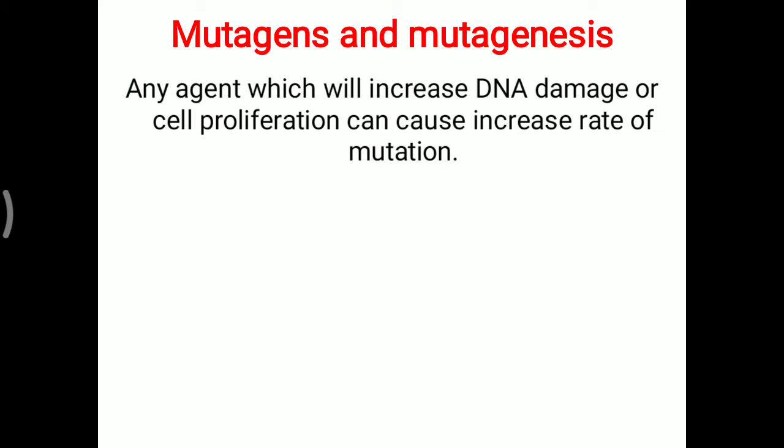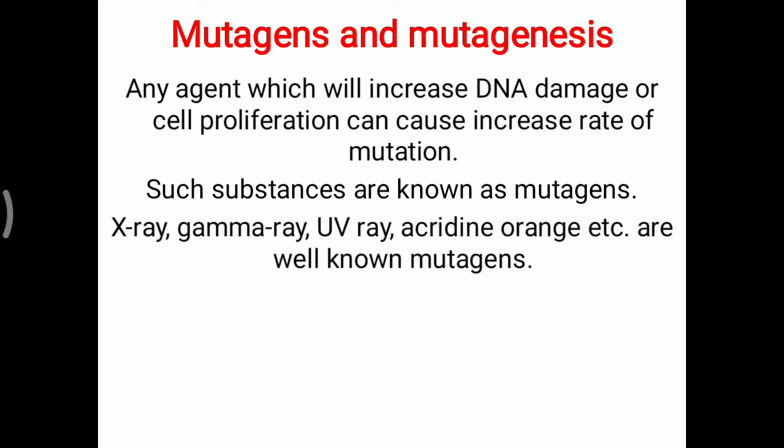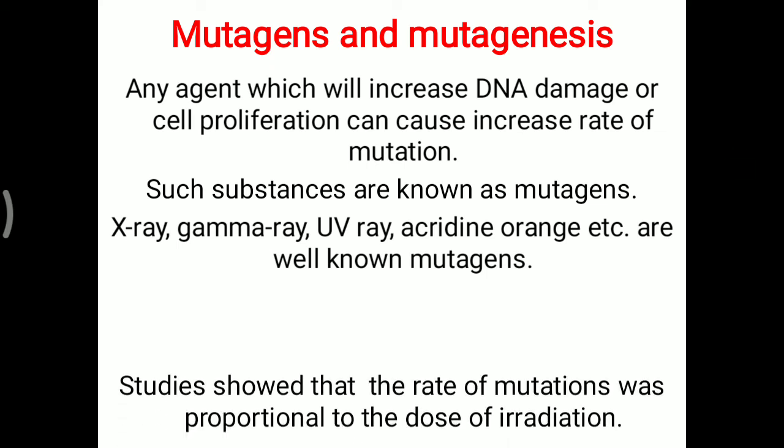There is a normal half-life of any particular cell. So if the rate of cell division increases, then definitely the chances of mutation will further increase. Such substances are known as mutagens, which indirectly lead to DNA damage or cell proliferation. Mostly X-rays, gamma rays, UV rays, acridine orange, etc. are well-known mutagens. They either lead to DNA damage or increased cell proliferation.